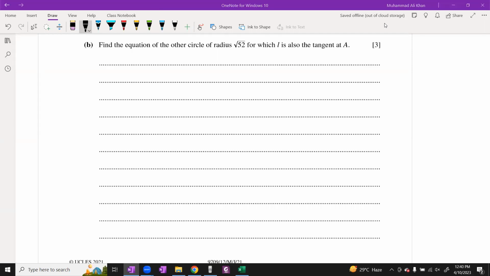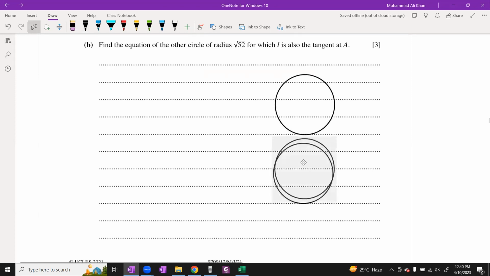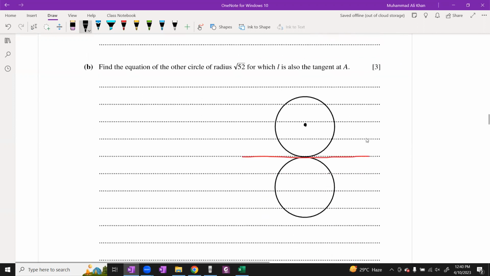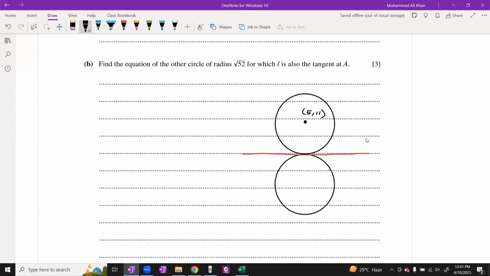Find the equation of the other circle of radius under root 52, for which L is also the tangent at A. ठीक है, ये एक circle है. Now, another circle, line ban rahi hai, radius kitna hai under root 52 ka. Let's say, iska center to aapko given diya gaya previously. Kitna hai? 5, 11. Yahan se lekar yahan tak, under root 52.